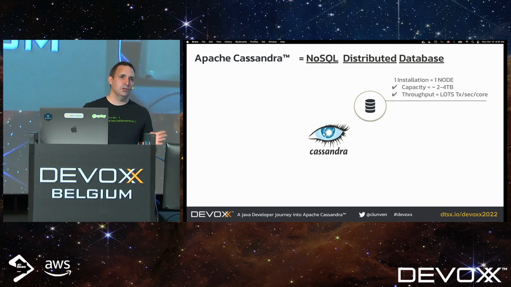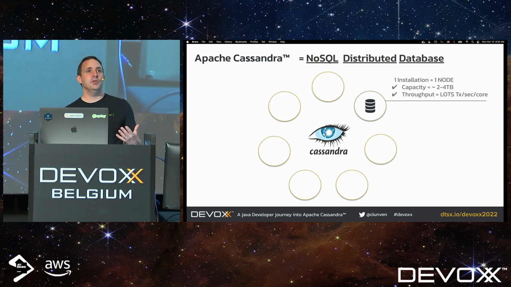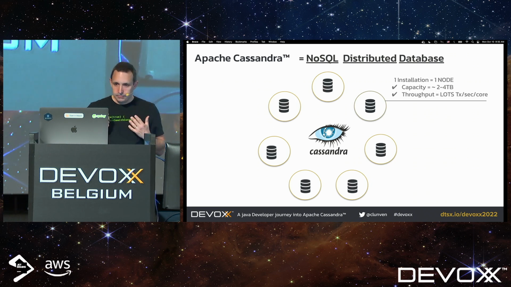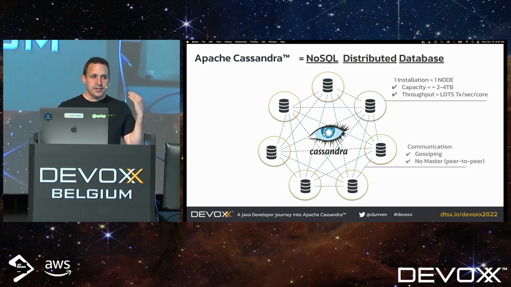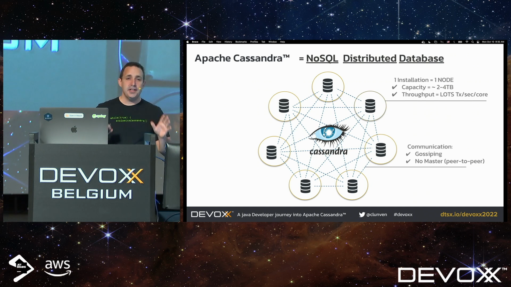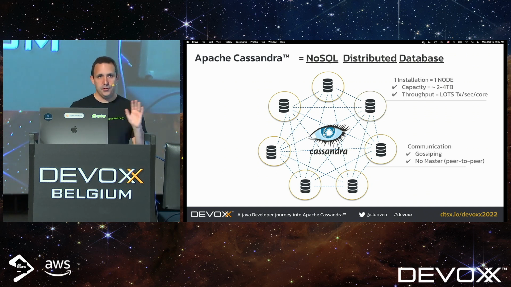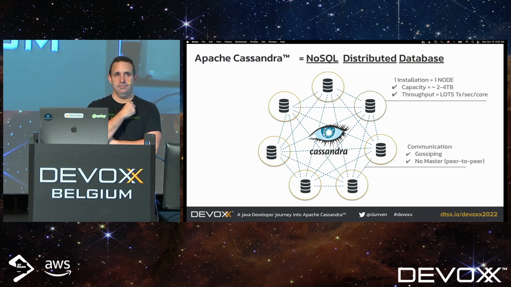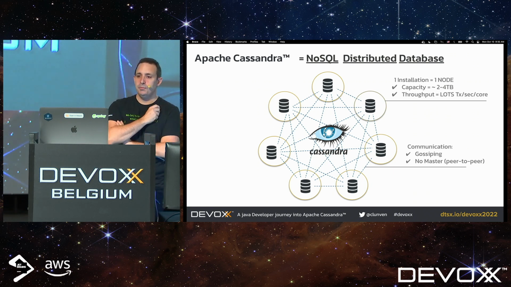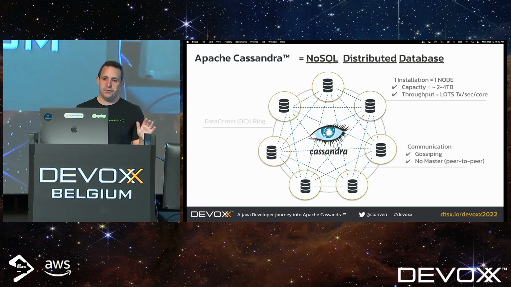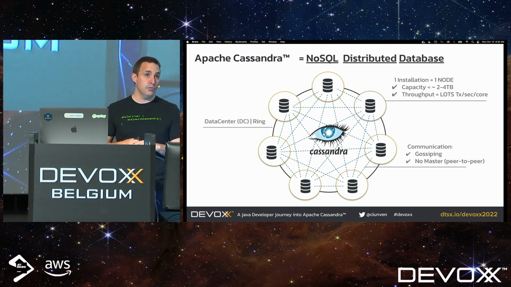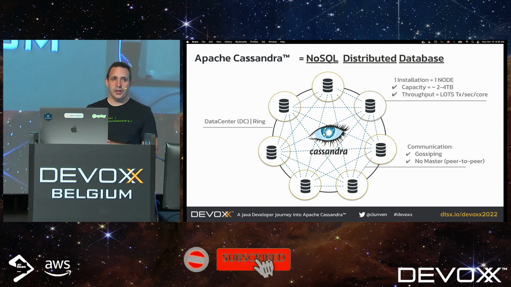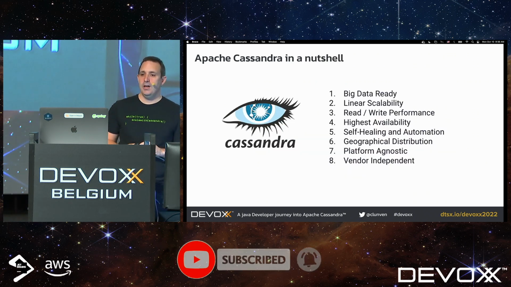But of course, you want to install Cassandra in a distributed manner, like this. In this architecture, there is no master. It's peer-to-peer. The nodes will communicate with each other using a mechanism called gossiping. And you will group those nodes into something called a data center or a ring. Okay, no master.